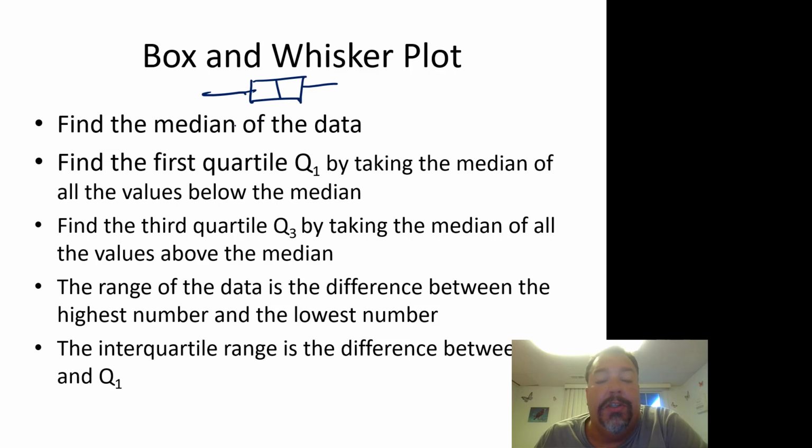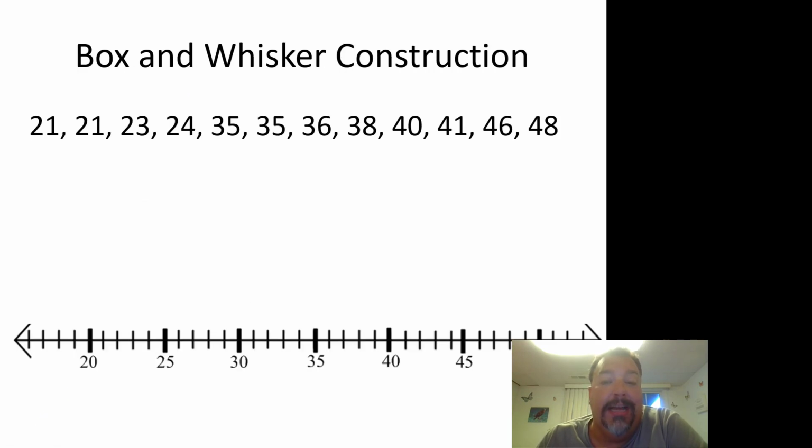To do this, we're first going to find the median of the data, the middle part. Then we're going to find the middle of everything to the left of the median, and the middle of everything to the right of the median. And we're going to find the highest number and the lowest number. The range is going to be the difference between the highest and the lowest. And we're going to find the interquartile range, which is going to be the difference between Q3 and Q1.